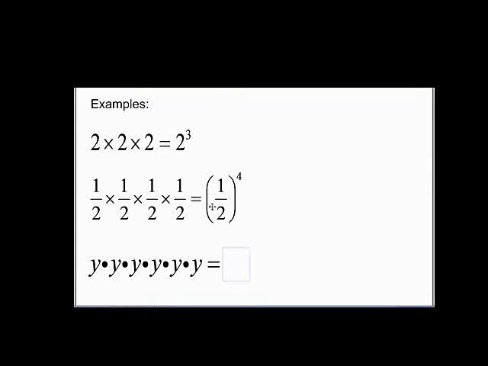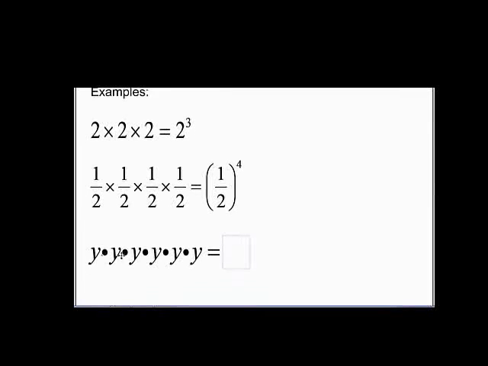So it worked with whole numbers, it worked with fractions, and with exponents we can even use letters. So in this case, y times y times y times y times y times y. Remember, this little circle just means multiplying. Well, I've got 1, 2, 3, 4, 5, 6 y's, and I'm multiplying them by itself 6 times. And so we'd write that as y to the power of 6. Of course, this does not have a numerical value until we have a number value for y. In the meantime, we'll just leave it as y to the power of 6.